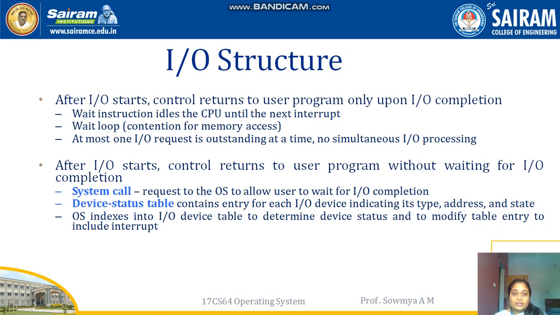So in the first method, the CPU will wait, like it will be waiting in an idle instruction. If there is an input output generated, then the CPU will be waiting until the next interrupt is given. So the CPU will wait for input output transmission. In the next method, which is not waiting, a system call will be generated. Based on the system call request to the OS, it allows the user to wait for input output completion.